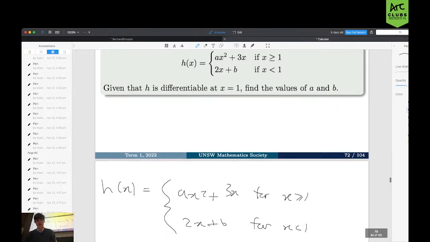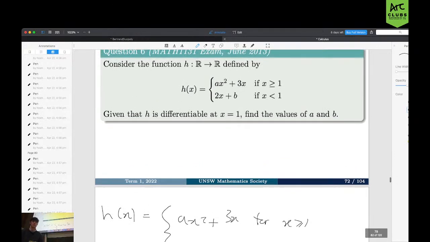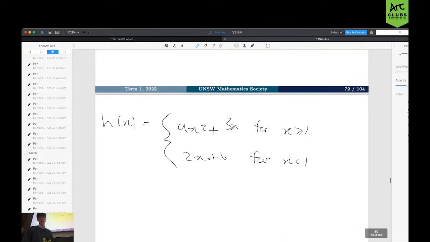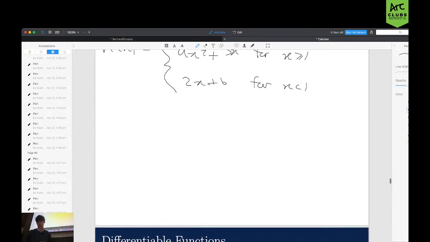So if the function is differentiable at the point x equals 1, we know that the derivative of each component of the function needs to be equal at the point x equals 1. And the reason why is because if we look at a little diagram here, let's just say we had a piecewise function that looked like this, right?